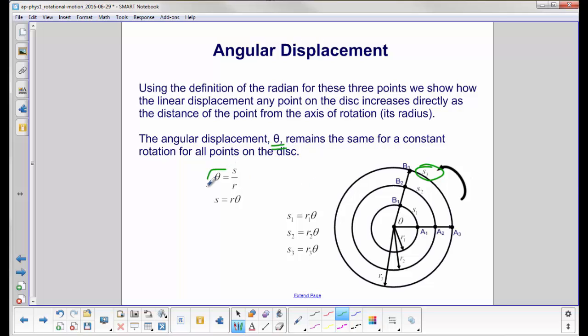Here's our definition of radian. Theta is S over R, or angular displacement, of course, that is measured in radians. Just do a teeny bit of algebra, and we find that the arc length is R times theta. So we just do it for each individual point here. S1 is R1 theta, all the way to S3 equals R3 theta. So since theta is constant for any rotation, the further you are out from the center, the greater your linear displacement.